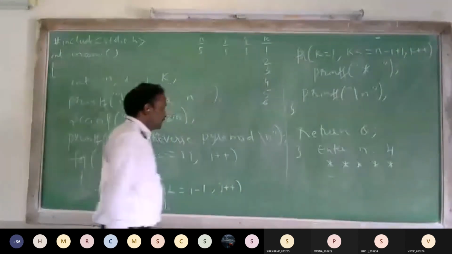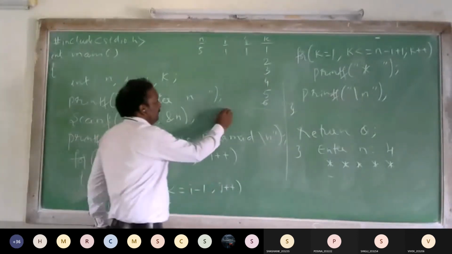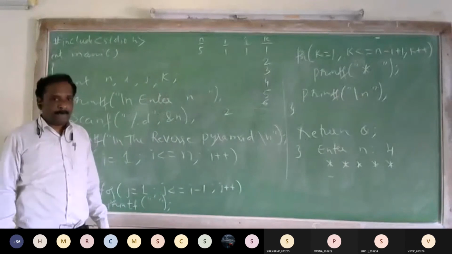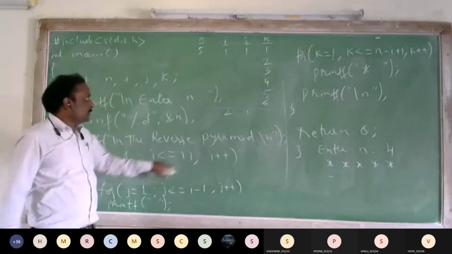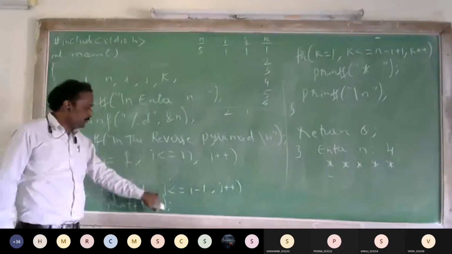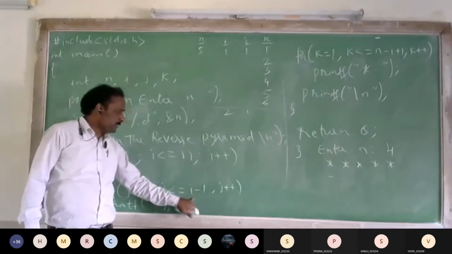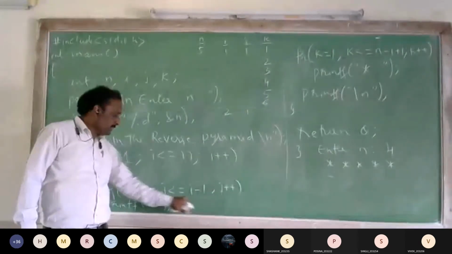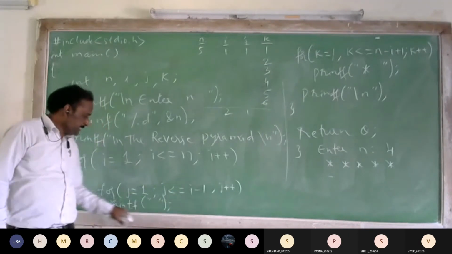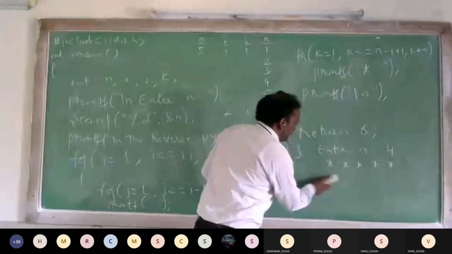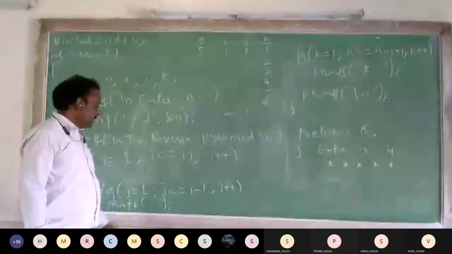Now after printing slash n, the control will come here, I plus plus. The I value will be 2. Now we are printing the second row. 2 is less than or equal to 5, true. Inside, j is equal to 1, j less than or equal to I minus 1. What is I? I value is 2. 2 minus 1 is 1. So 1 is less than or equal to 1. True means inside. So printf one space. One space will be printed. So the cursor will come here.